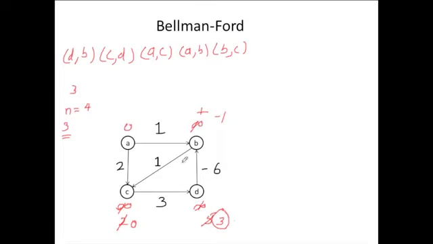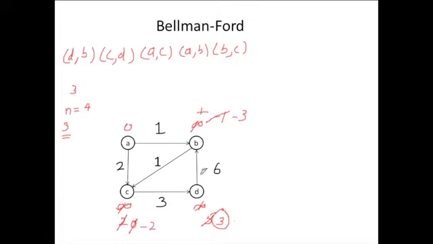D to B, so 3 minus 6 is minus 3. So this will be minus 3. Minus 3 is smaller than minus 1. C to D, 0 plus 3 is 3, that's as it is. A to C, as it is. A to B, as it is. B to C, minus 3 plus 1 is minus 2. This is also getting relaxed. 2 vertices are getting relaxed. So if I go on checking the condition of all these edges, the vertices may be changing their distances again and again.